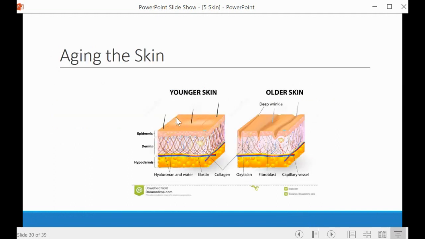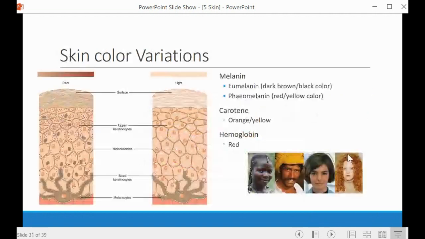And this is what happens as we age. So this is younger skin, this is older skin. And you can see that we have a lot of hyaluron and water within the ground substance of the dermis. Okay. We also have a lot of elastin and collagen fibers in there. But what happens as we age is that we get less collagen, less elastin, and also less hyaluron, which is going to cause us to get a wrinkle within the skin.